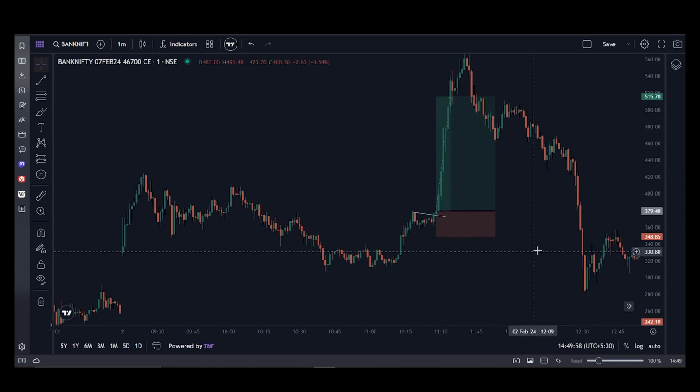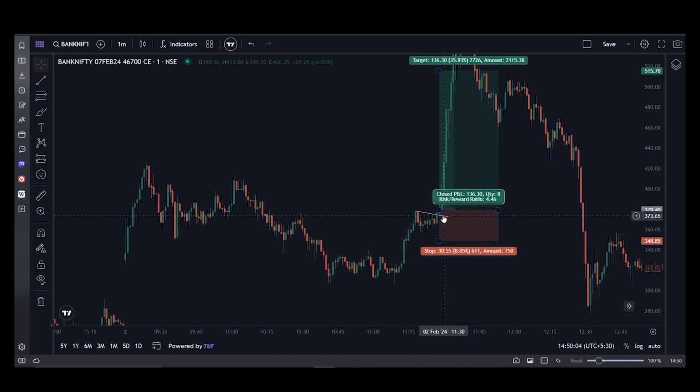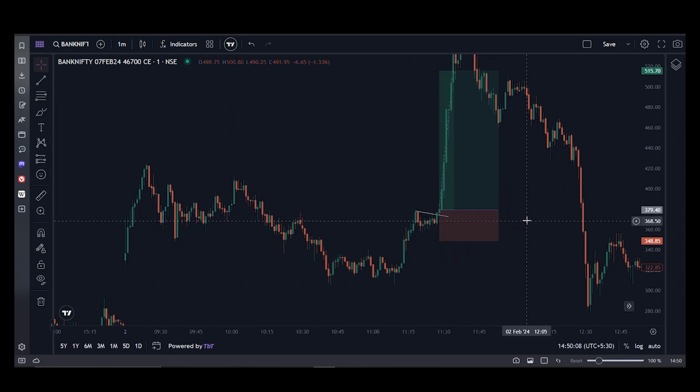So this is the option chart, and I placed my entries exactly after this bullish breakout. Here you can see that I did not wait for the retest of this particular trend line. Why I didn't wait for the retest will be explained at the end of this video, so please stay tuned and watch till the end.